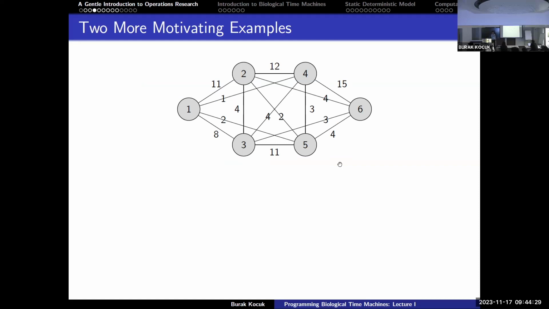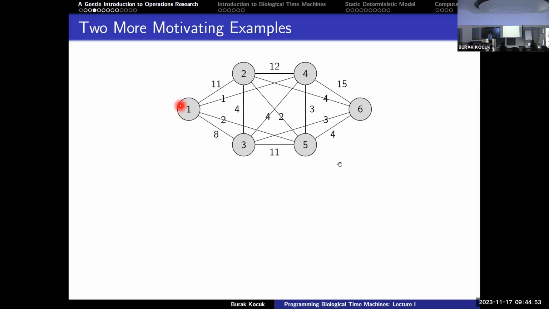I deliberately chose some combinatorial kinds of problems which are easy to explain. This is not how we start teaching optimization in undergrad. We start with something called linear programming, but I think this is easier to understand. So let's look at this graph. You can even think of this as a network if I put arrows for the edges of the network.